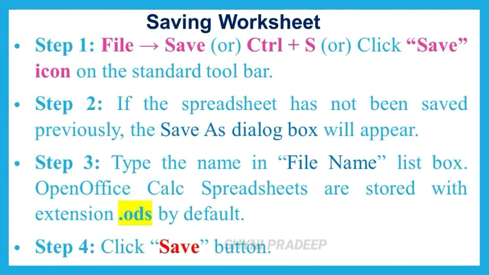When you give any of these three options, the Save As dialog box will appear on your screen. In that dialog box, type the name in the File name list box. OpenOffice Calc spreadsheets are stored with the extension .ods by default. This is the file extension of OpenOffice Calc. Next, click the Save button. Now your worksheet is saved.